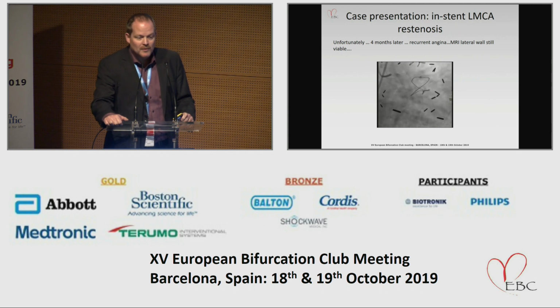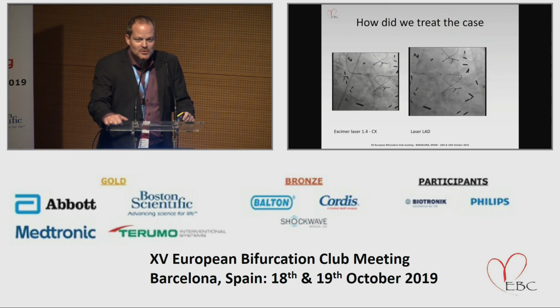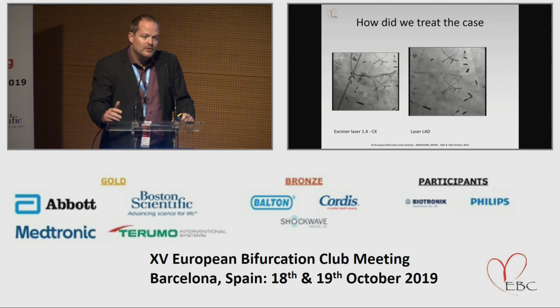Unfortunately, the patient presented 4 months later with again recurrent angina. An MRI was performed after this angiogram, revealing viability in the circumflex region. So of course then this has to be treated as well. Thankfully, the wiring, though I was not present during this case, I was told was quite easy. So wiring, and after some predilatation, Professor Dens decided to use the ELCA laser to really perform debulking of this very high grade and diffuse in-stent restenosis.